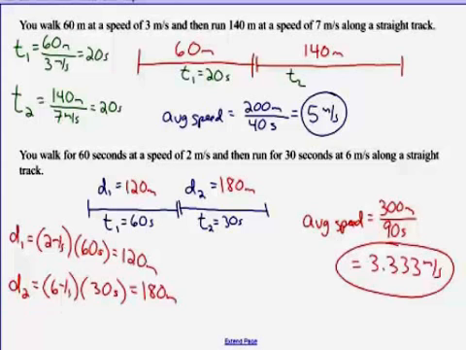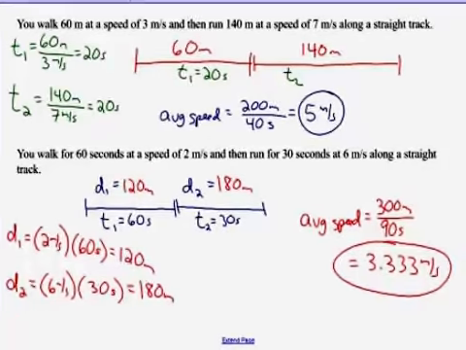You could have something where you walked 60 meters at 3 meters per second, ran 140 meters at 7 meters per second, then jogged 200 meters at 4 meters per second, then stood still for 25 seconds. You could keep going through and you would add up all of the distances and you would add up all of the times, including the time that you were standing still, because that's part of the total trip. And you could use those to calculate the average speed of the trip.